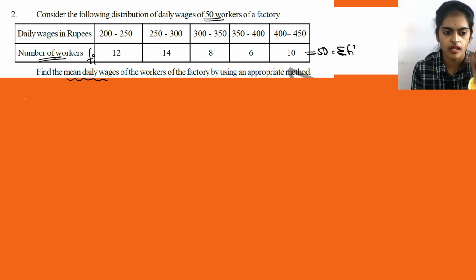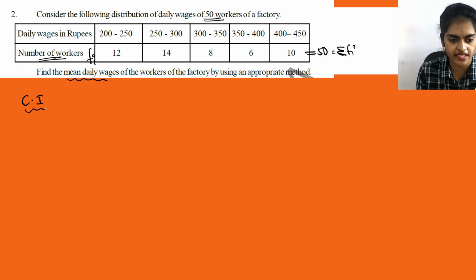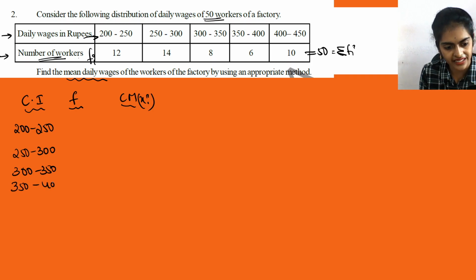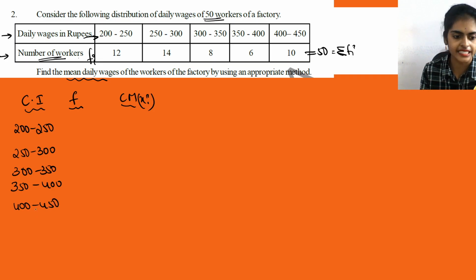So let us take it now. Firstly, the class interval is given. This is the class interval and this is the frequency. Frequency you are going to take and then you will find the class mark. Till here it is the same for all three methods. So let me write. It is 200 to 250, 250 to 300, 300 to 350. One tip is don't break your table. Don't write it on the next page. The full table should be on a single page so that you can do it neatly and correctly. Okay, so this is the class interval. It is continuous. Now let's write the frequency. It is 12, 14, 8, 6 and 10.